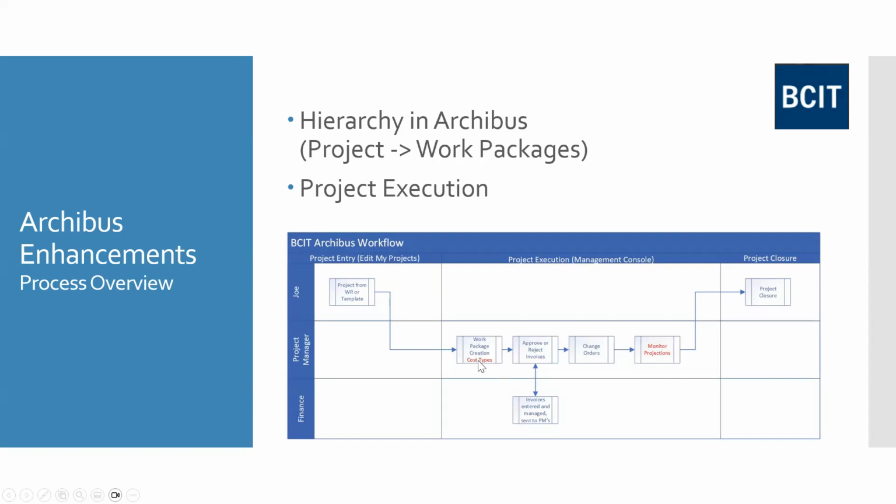So cost types would be one of the two new things that we're implementing. As I mentioned, hard costs, soft costs, FF&E, and monitor projections is also in red because that is going to be a new piece that we're looking at. So those are the two new pieces that are being added to the process. That being said, I'm going to stop sharing. We're going to bring up Archibus.